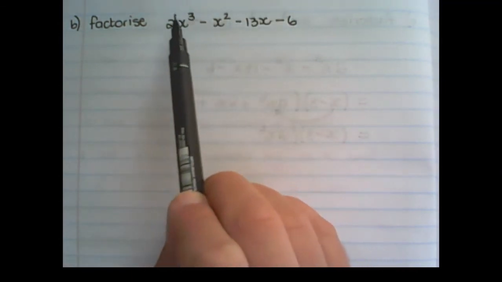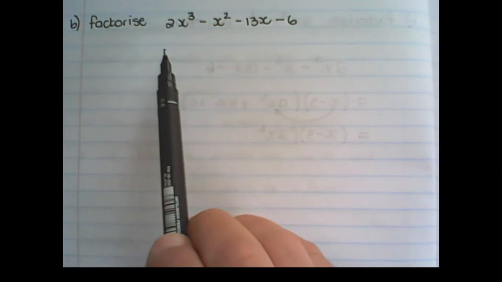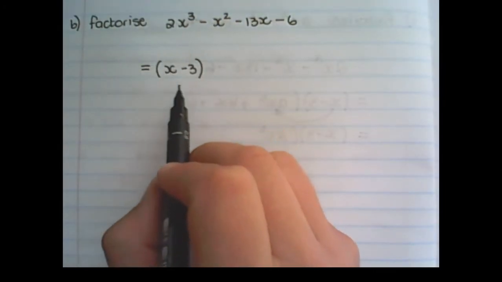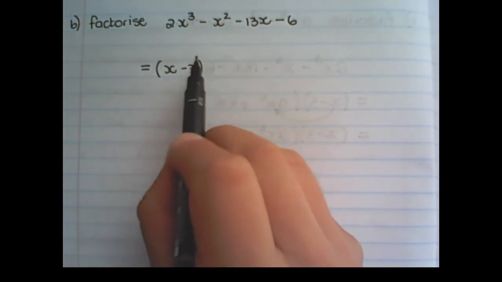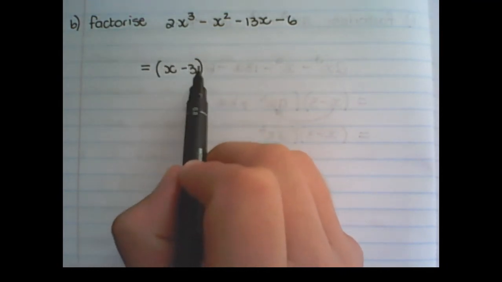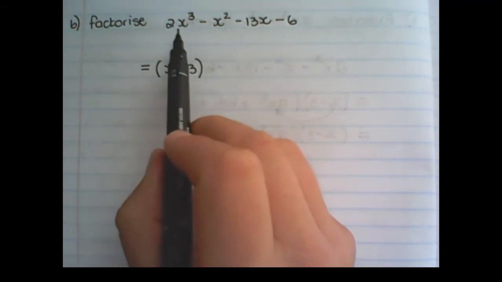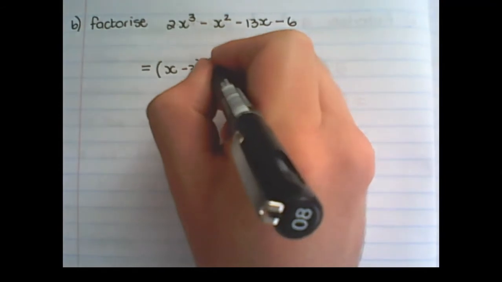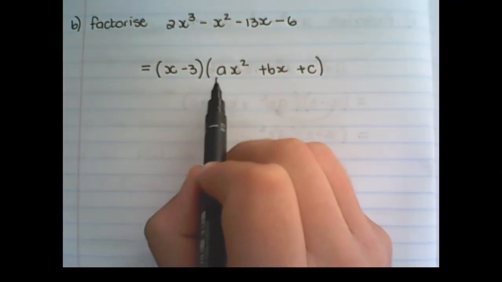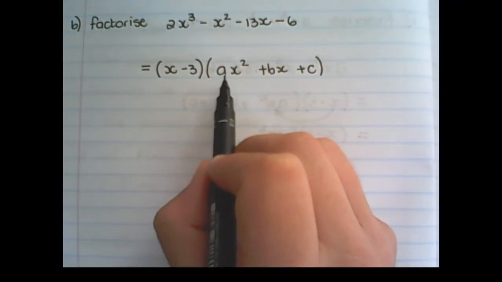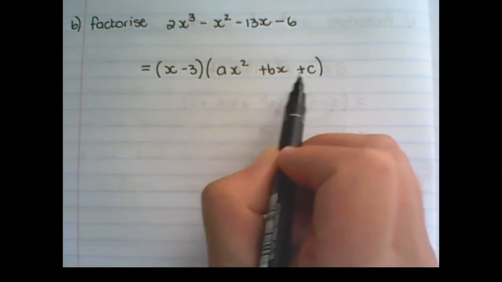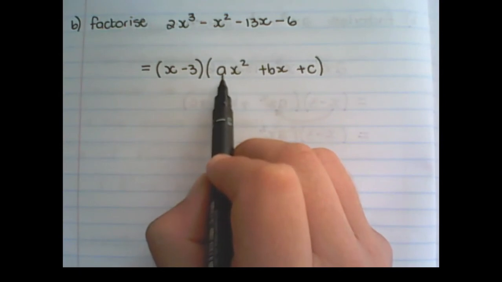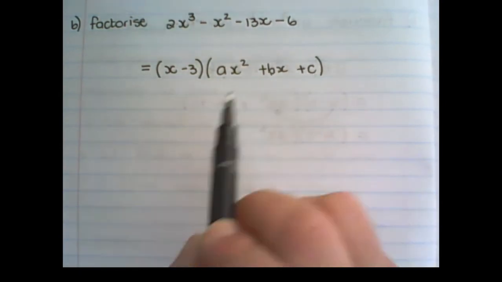We can use that factor to factorize it. So in the previous example, we said that x minus 3 is a factor, meaning it will go perfectly into this expression with a remainder of 0. Next, we write down a standard quadratic expression. In order to factorize this expression, we need to find the values of a, b, and c.